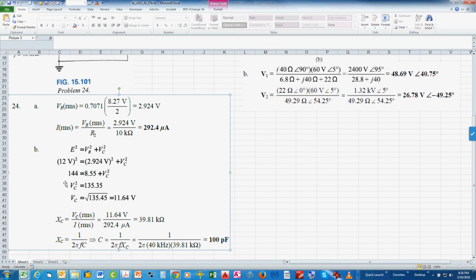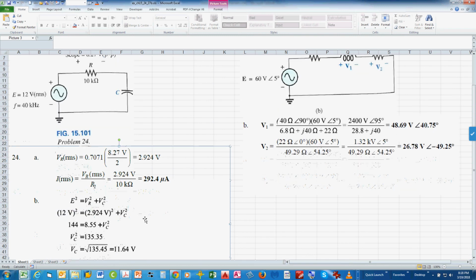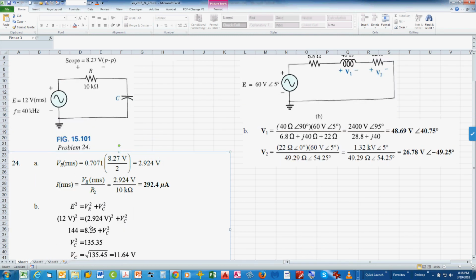So that is right. And then part B is determine the capacitance in C. The way to do that is, they're taking that other formula, E squared equals V sub R squared plus V sub C squared. Those are all the magnitudes. E is equal to the square root of those two magnitudes from the capacitance diagram, or the voltage phasor diagram.